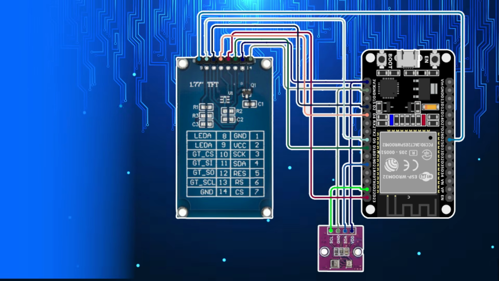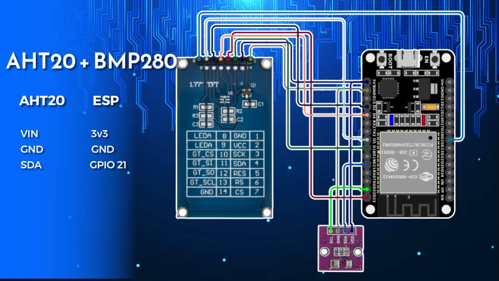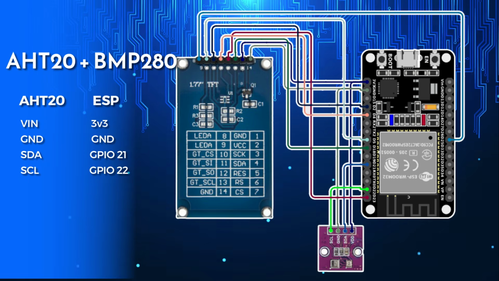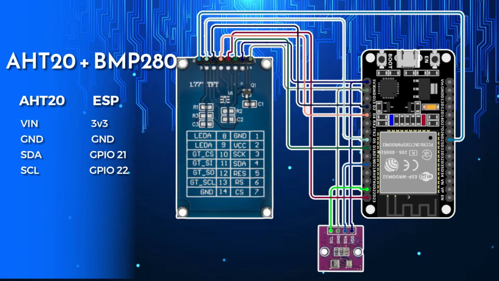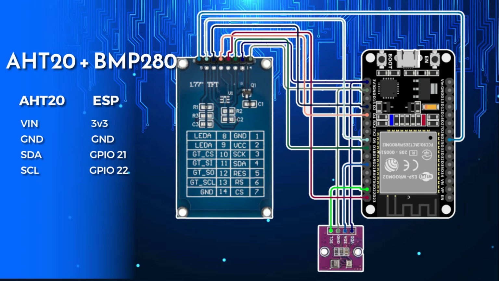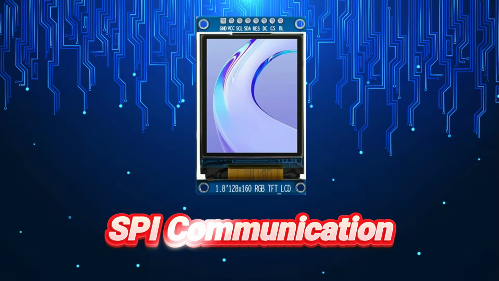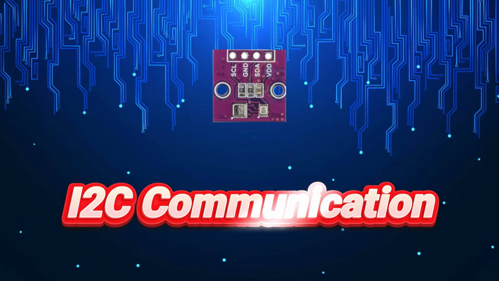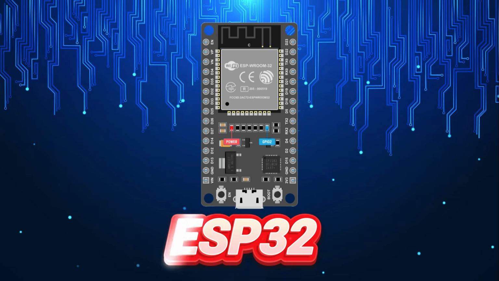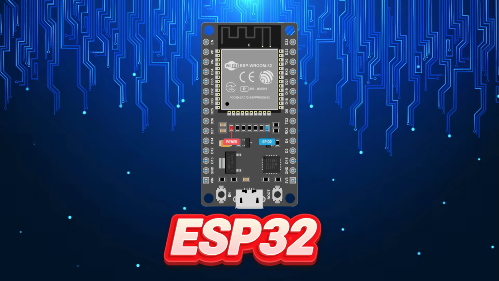For AHT20 plus BMP280 connections, connect VIN to 3.3 volt, GND to GND, SDA to GPIO 21, SCL to GPIO 22. The display uses SPI communication. The weather sensor uses I2C communication. ESP32 can handle both at the same time.